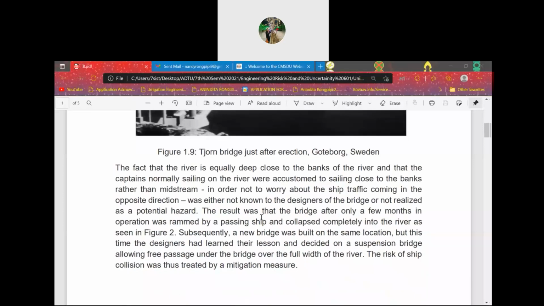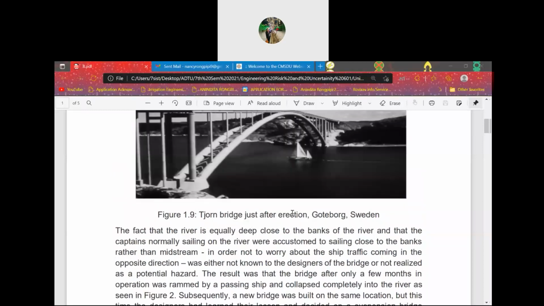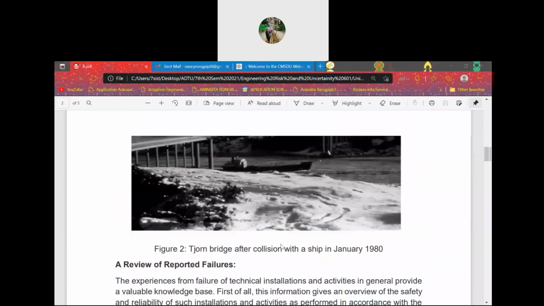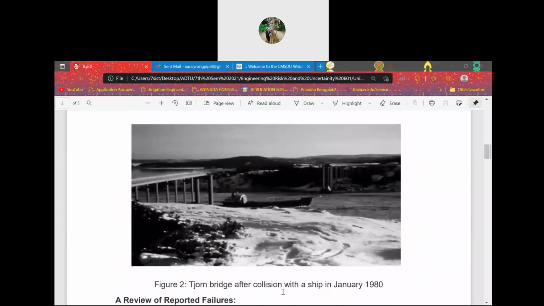The result was that the bridge, after only a few months in operation, was rammed by a passing ship and collapsed completely into the river, as seen in figure 2. One of the ships which passed by hit the bridge, I think on the sides, and the bridge completely collapsed. This is the Jorn Bridge after collision with the ship in January 1980. The bridge completely broke off, as you can see.